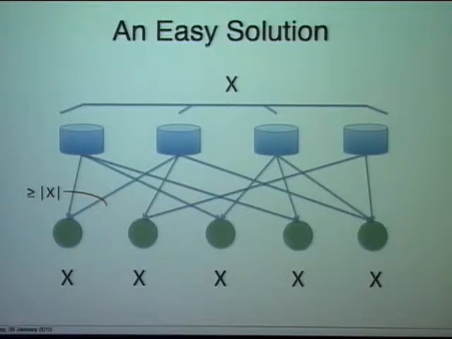And here's an easy solution. To characterize the problem, we only have to say that the incoming bandwidth for each node is at least equal to the size of the information source X. And this can be realized by means of an MDS code, for example, a Reed-Solomon code. So that's an easy solution.